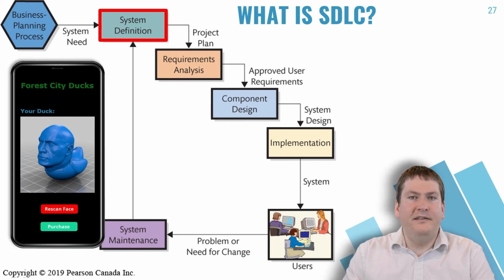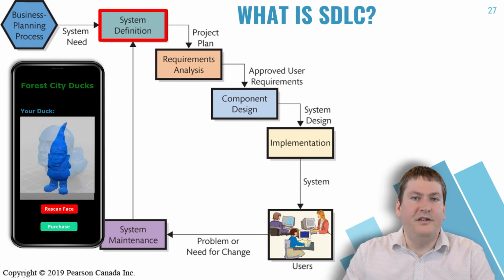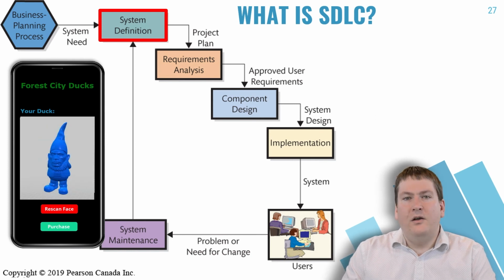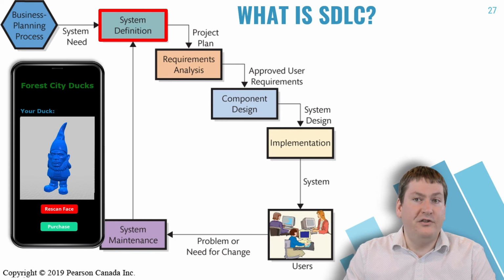To give an example, let's say our face scanning duck app was completed and a great success. But there's still a few issues. Perhaps if the user rescans their face too many times in the same session, the app crashes due to a memory leak. Or that we now want to also start 3D scanning faces onto garden gnomes. We would have to start the process over with a new system definition, then requirements analysis, component design, and implementation, until we had a new tested version of the application, and the cycle starts again with new issues and features.